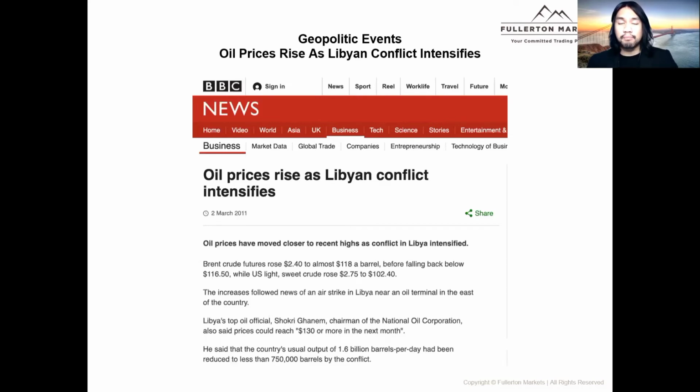Geopolitical events affect a lot of things. Basically, this could lead to, for example, less oil being mined or less oil being circulated simply because there is conflict in Libya. And if there is less oil out there in the market, prices will climb up. So that's an example of a geopolitical event.